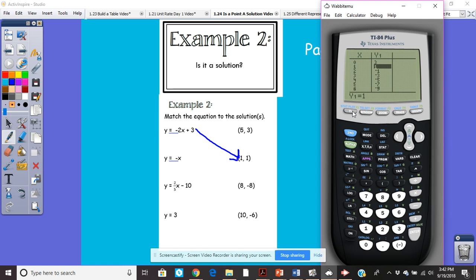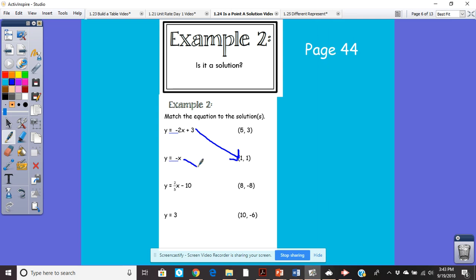The next one says y equals -x. So if I put a -x in here, the same thing, I can just go to my table and see which one lines up. So if I go to 5, I would see that the y should be a -5. So this first one's incorrect. If I go down to 8, I see that the y is a -8. So then I know that this one is correct.